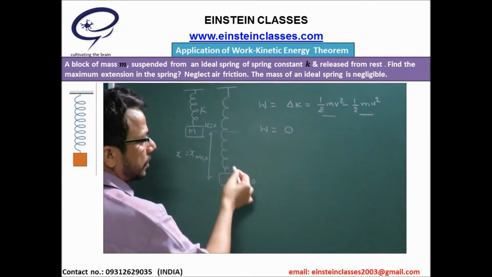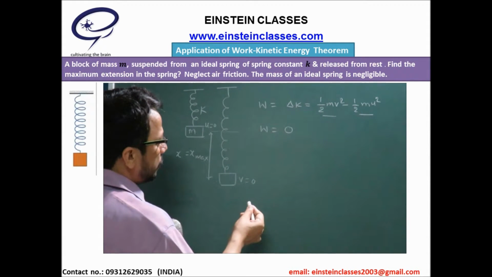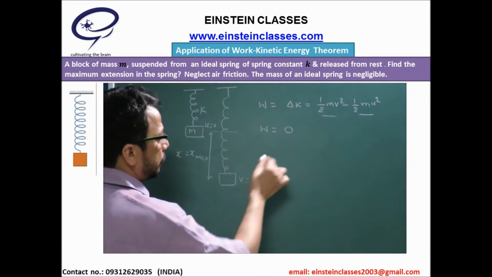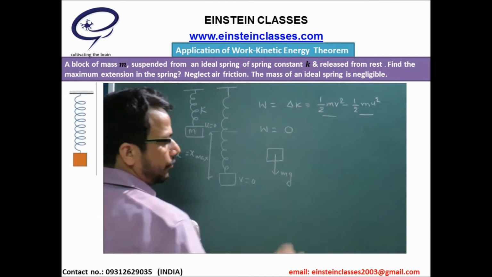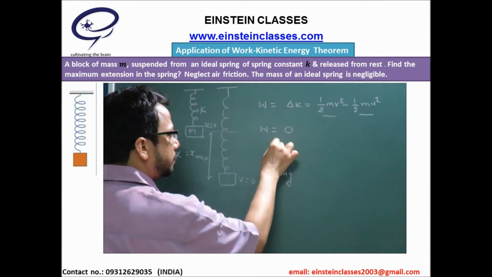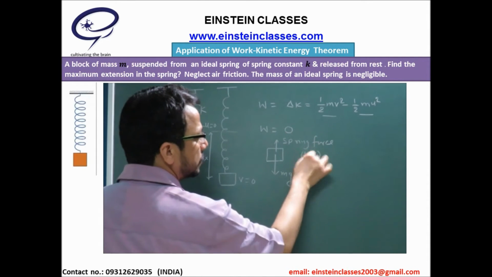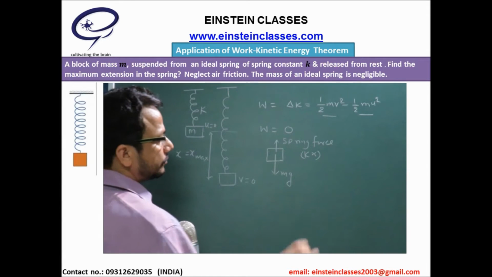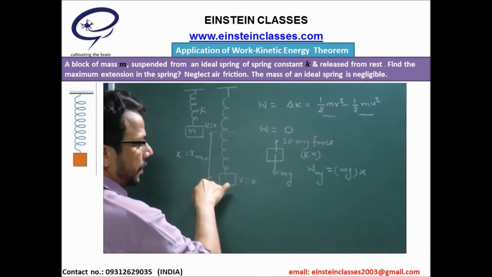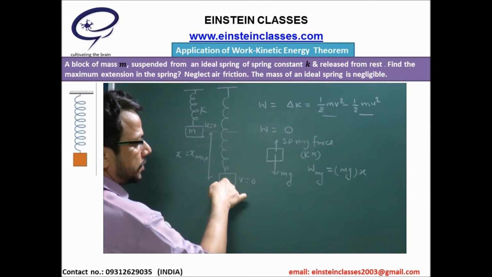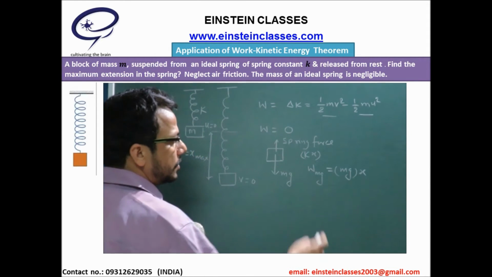Now our main concern is what the different forces are which are performing work. For this we are going to draw the free body diagram of this block. It has the weight mg, which acts vertically downward, and the spring force, which acts upward and is given by kx. Now we have to find the work done by the weight mg. As the extension in the spring is x, the block has displacement x, and hence the work done by the weight mg will be equal to mg into x.